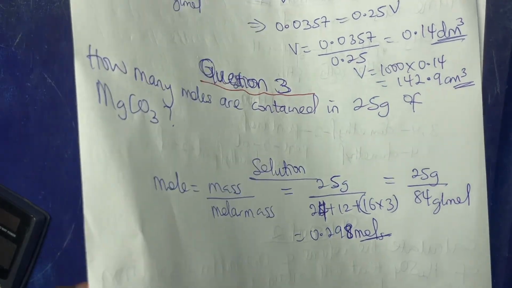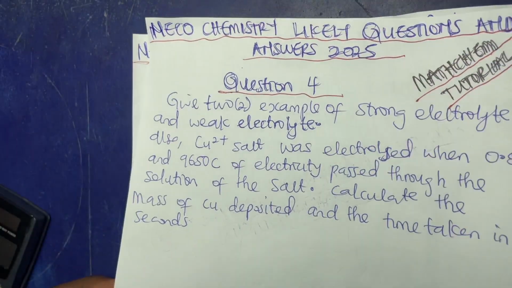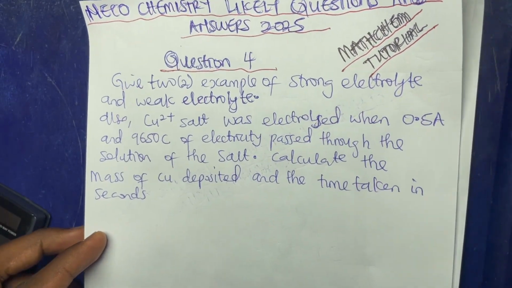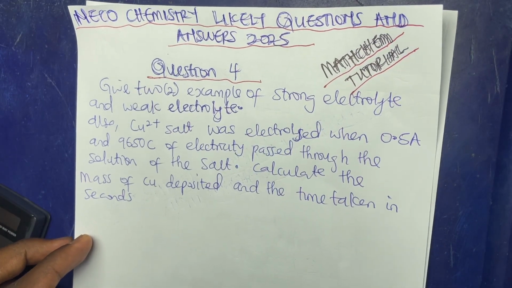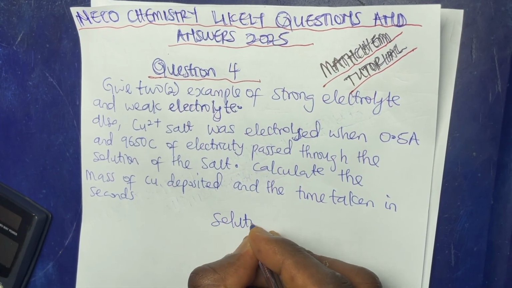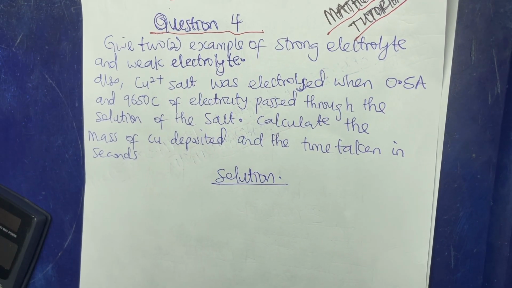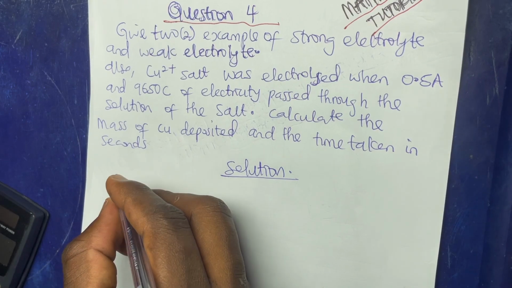Okay, now for question 4. Now look at question 4. You can read it very well. Give 2 examples of strong electrolyte and weak electrolyte. Let me write the solution here.